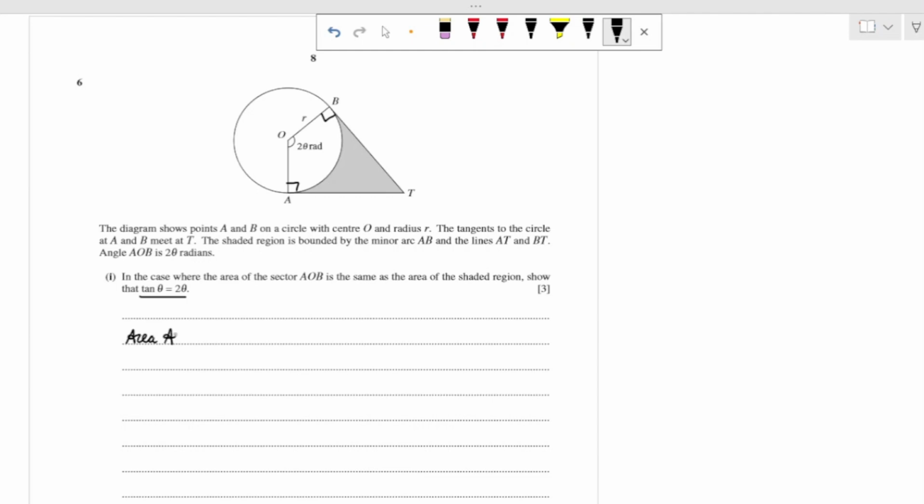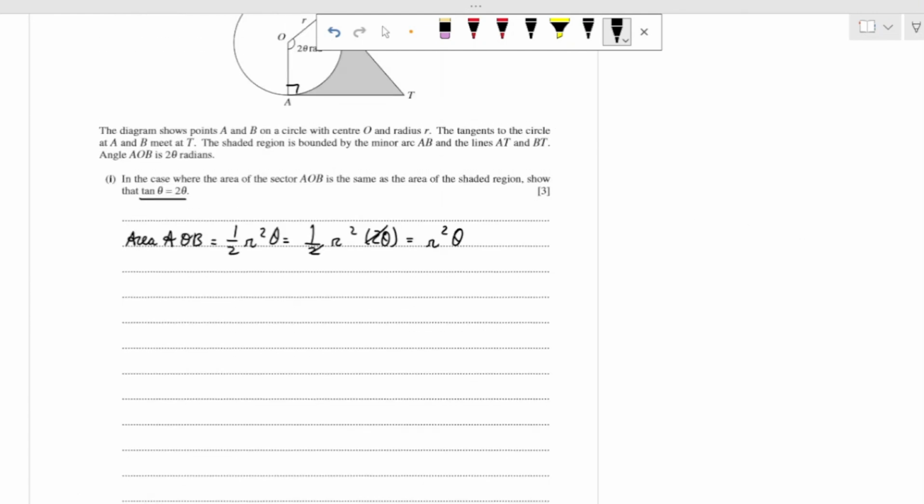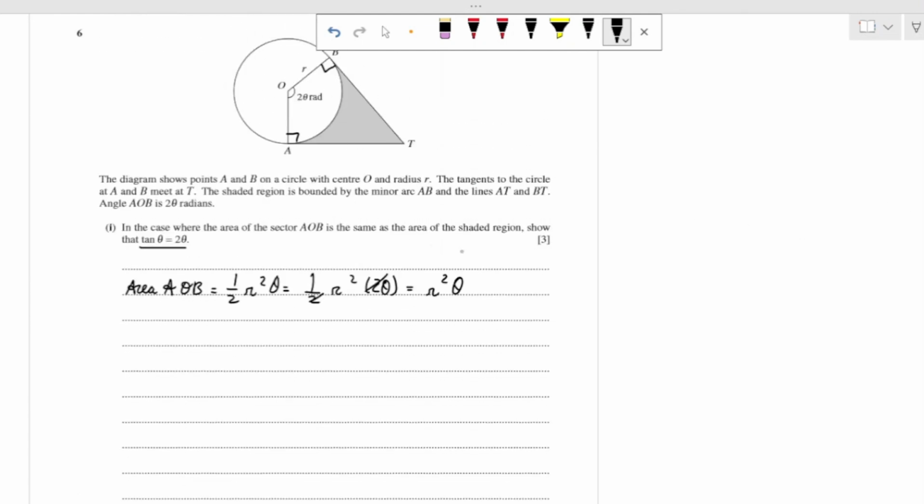So area AOB is equal to 1 by 2 r square theta. That's the formula. We can substitute in the values. R square will be r square. We have r. But in case of theta, we have 2 theta. That cancels out, and we're left with r square theta. And then we need to find certain lines before we can calculate the other area.